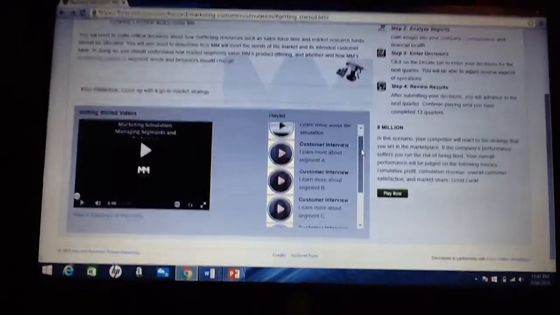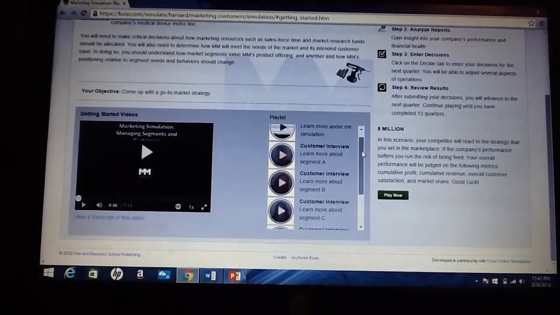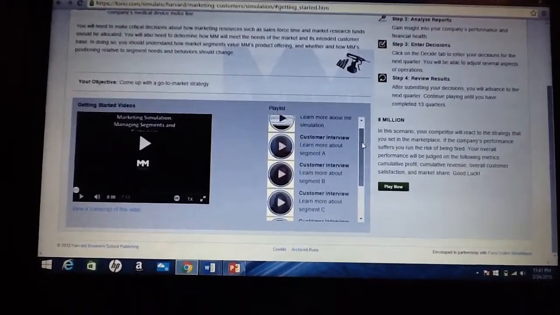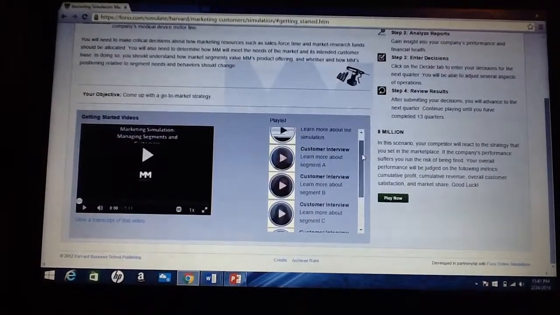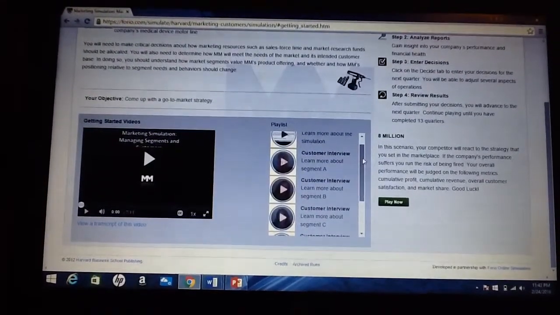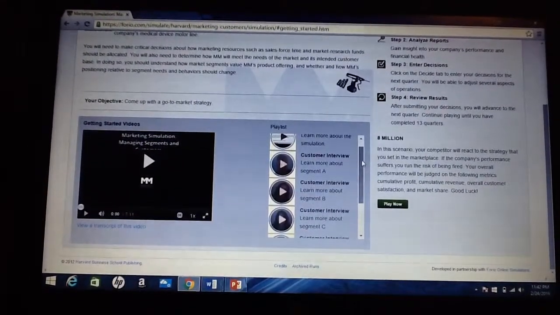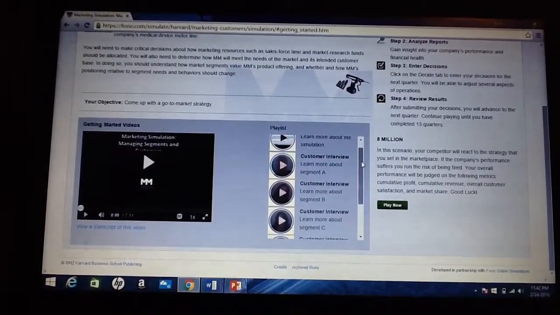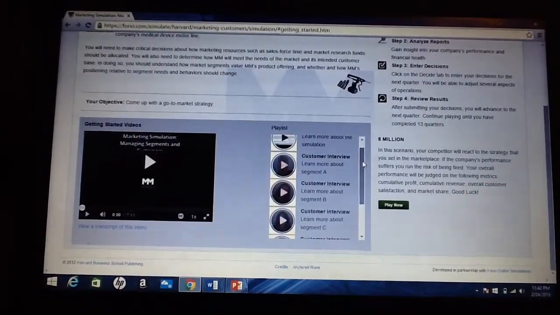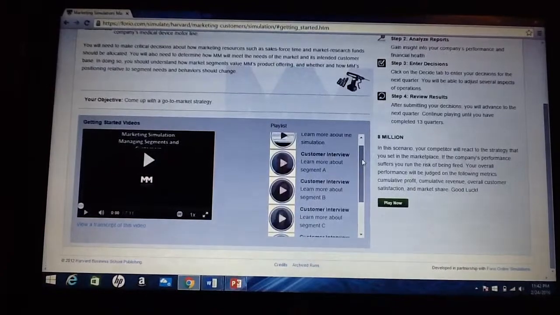So segment A is a loyal customer. They need high power to size ratios. They feel they have a close relationship with the Minnesota Micromotor team. They are not price sensitive.